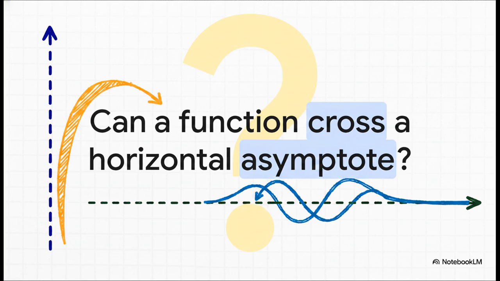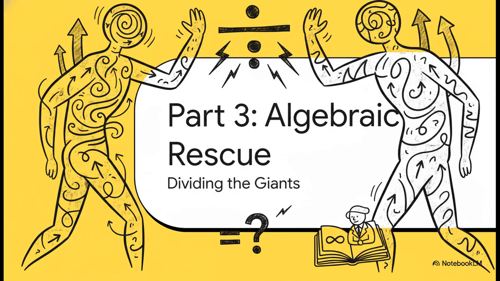Well, the answer is absolutely yes. A function can definitely cross its horizontal asymptote, sometimes even multiple times, before it finally exhausts its energy and just hugs the line out at infinity. Which brings us to part 3, algebraic rescue, dividing the giants.